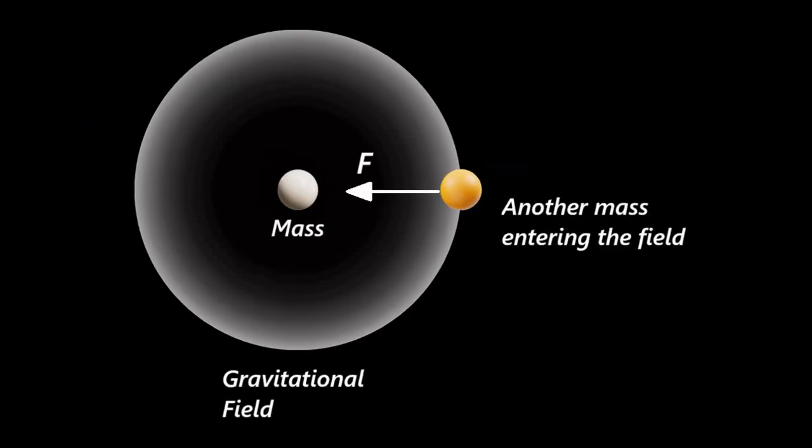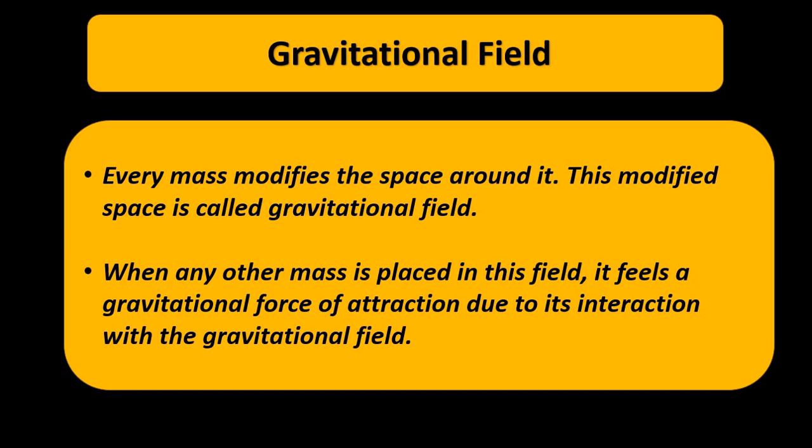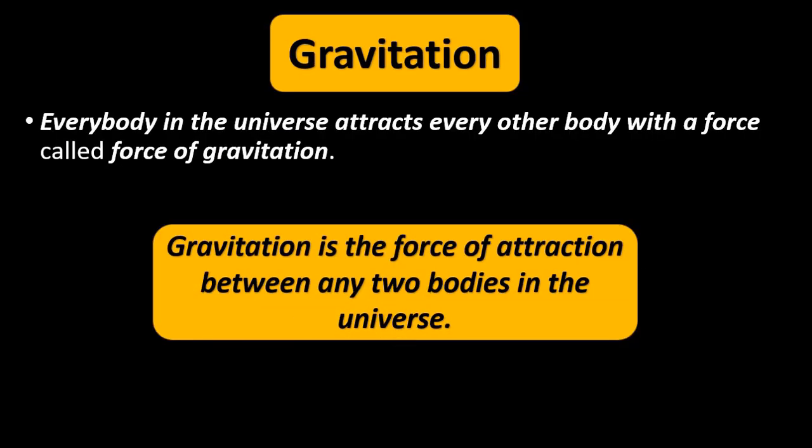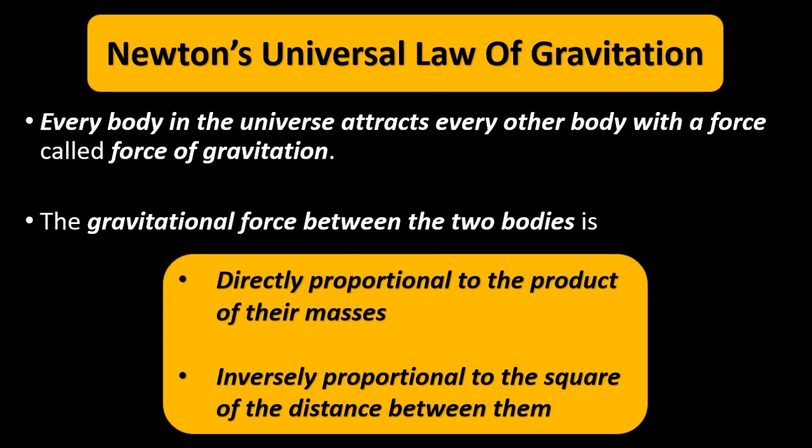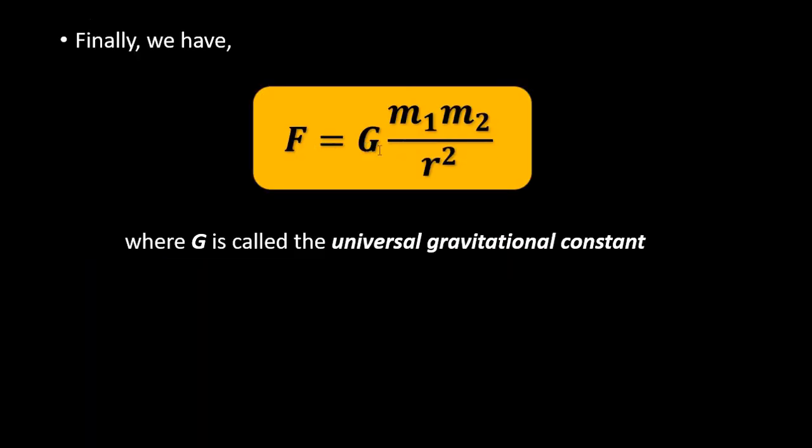When it enters the field, it experiences a gravitational attraction force. So this modified space is called a gravitational field, and it operates as per the basic law of gravitation, that every object attracts another object with a force called gravitational force, and this force is directly proportional to the product of the two masses and inversely proportional to the square of the distance between them, and this is the formula for the gravitational force.